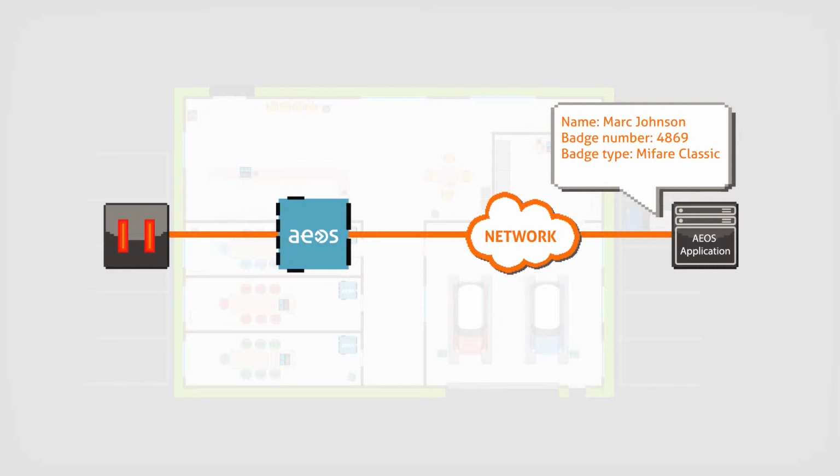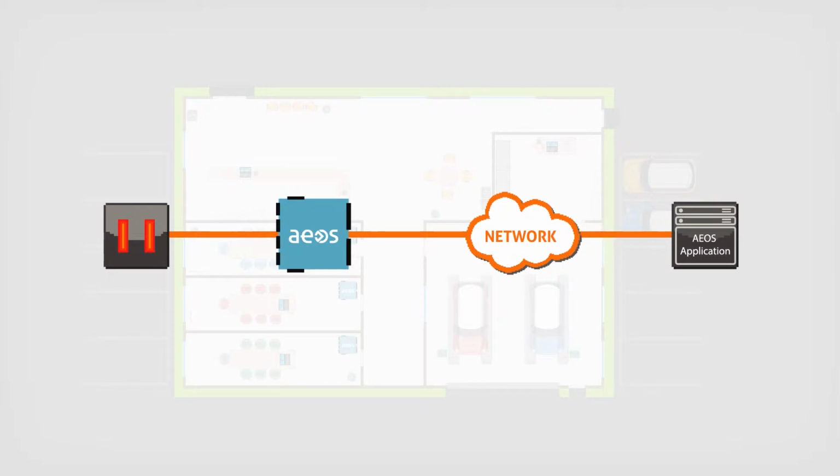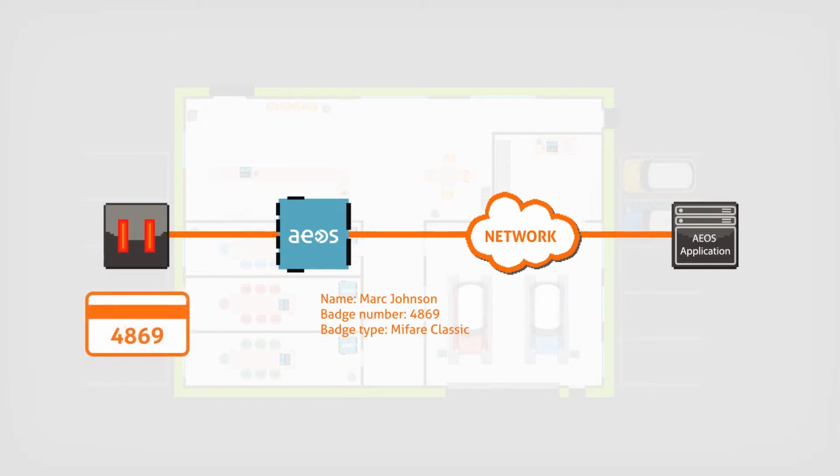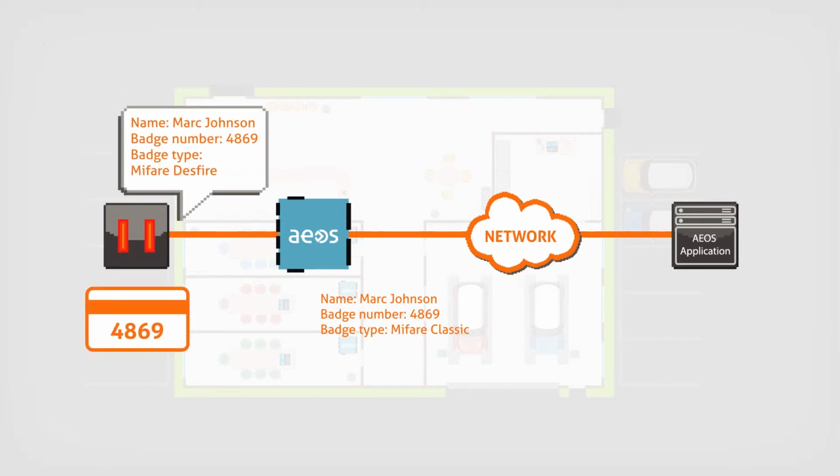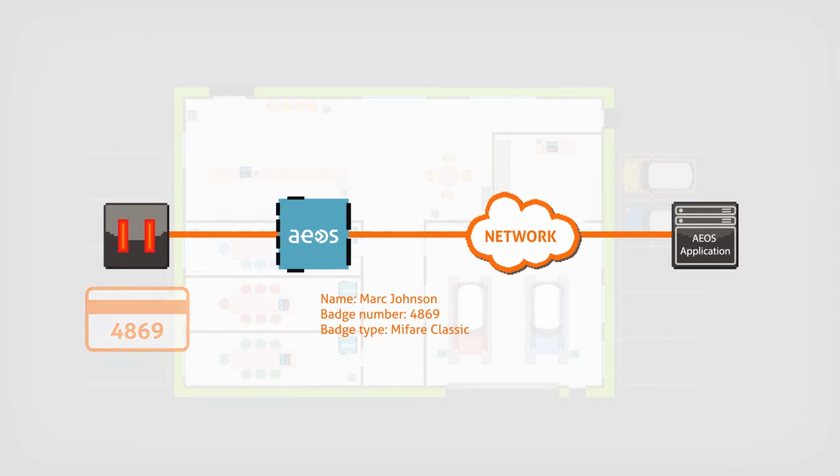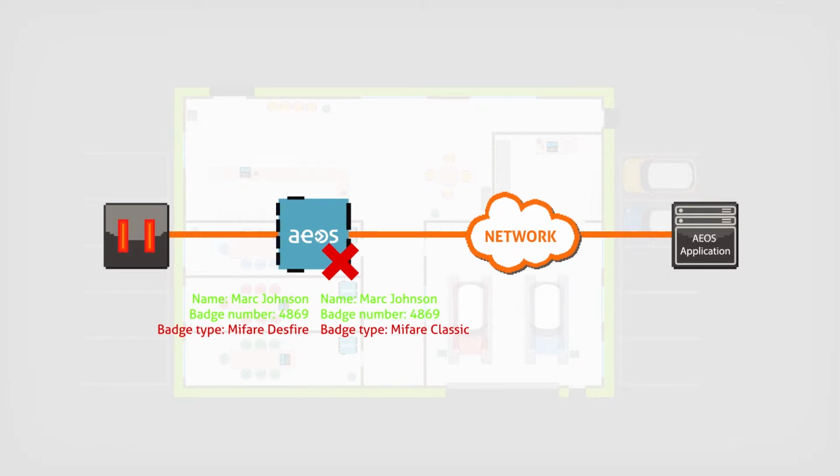Suppose in the AEOS application, a MyFair Classic badge with badge number 4869 is linked to Mark Johnson. The physical badge Mark presents at the reader is a MyFair Desfire badge with the number 4869. How can AEOS distinguish different badge types that coincidentally have the same number? Let's have a closer look at what happens below the surface.